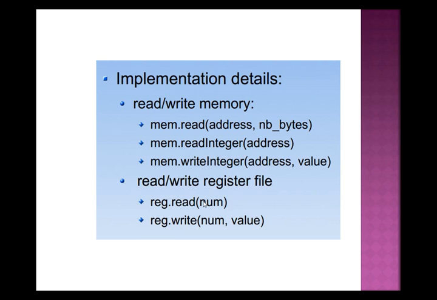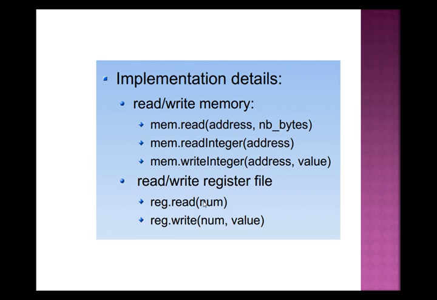Then memory.read integer takes an address, that is, it reads the integer and the argument is address. Then mem.write integer means writing the integer, and there are two arguments, address and value. So these are the read-write memory operations used for implementation of the Y86. Then the read-write register file: what do we require for the implementation of the Y86? What register file is required?